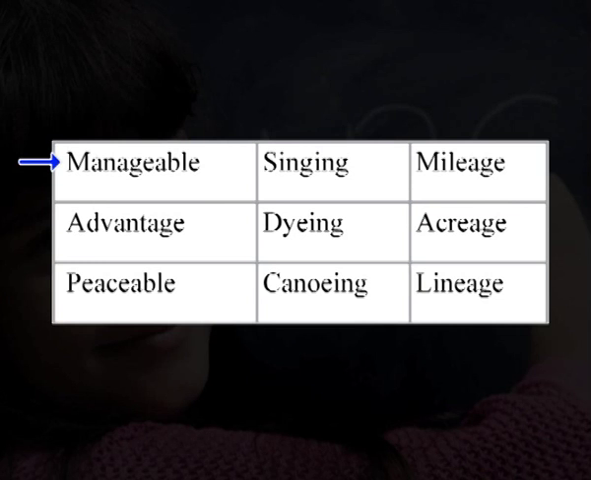Do you remember any of these rules? Yes? One rule is, in words ending with a silent E, you usually drop the E before a suffix that begins with a vowel. For example, revive plus AL becomes revival. Correct, but there are exceptions as well. Manageable, singing, mileage, advantage, dying, acreage, peaceable, canoeing, and lineage.